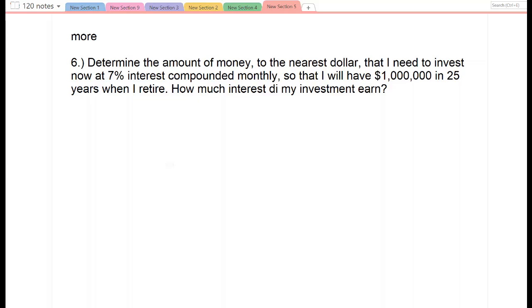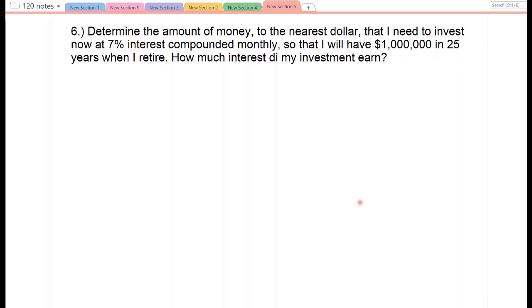Okay, so continue with compound interest. This is just practicing plugging in the formula or plugging into the TVM solver if it's a compound interest case. So I'm going to do a few more examples in this set of notes. Alright, so problem number 6, some more examples.